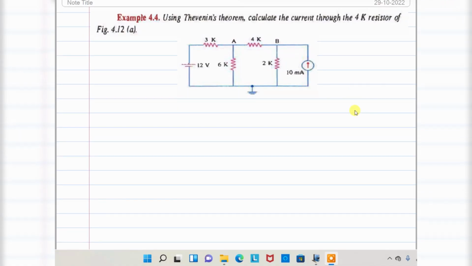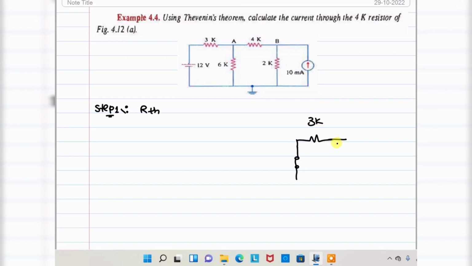Next, example 4.4. Using Thevenin's theorem, calculate the current through the 4 kilo ohm resistance. This is a branch, and you need to find the current using Thevenin's theorem. Here a 12 volt voltage source and a 10 ampere current source are present. First of all, in step 1, I am going to find RTH. To find RTH, the voltage source is short circuited and the current source is open circuited.